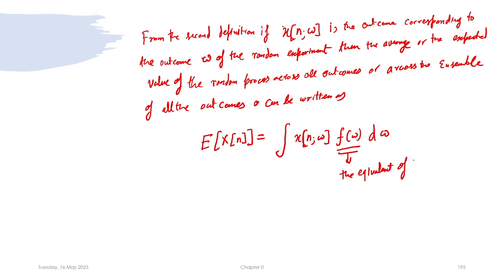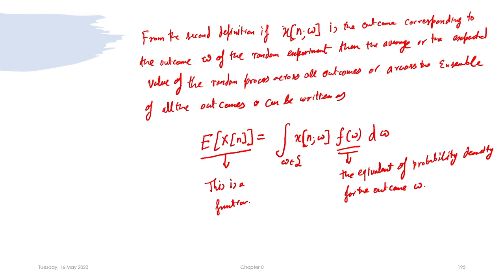So you can see this as the equivalent of probability density across the sample space, the equivalent of probability density for the outcome omega. Fine. So this is a function of time. Naturally, this is a function of time.